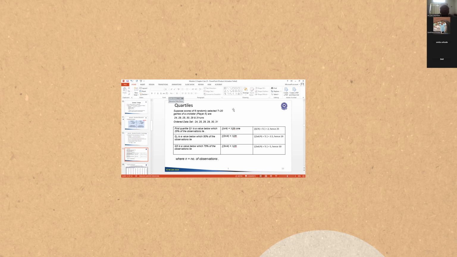Now Q3 is the value below which 75% of the observations lie. And the formula is given here for Q1, Q2, Q3. If there are n number of data points in the data set, the formula is n by 4 plus 1 by 2 for the first quartile Q1, 2n by 4 plus 1 by 2 for the second quartile Q2, and 3n by 4 plus 1 by 2 for Q3.